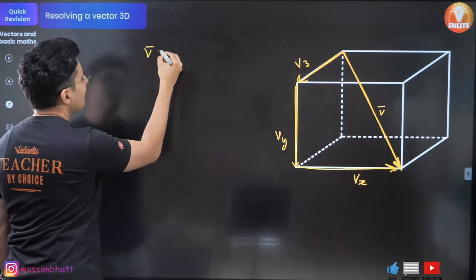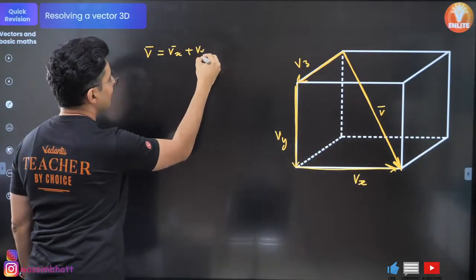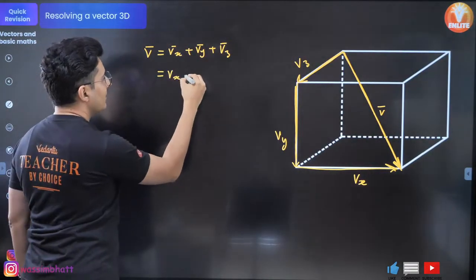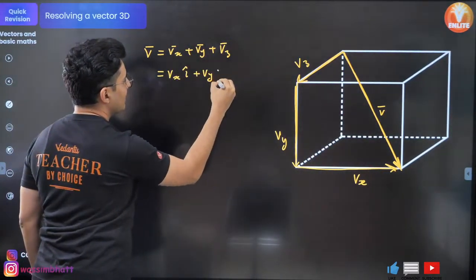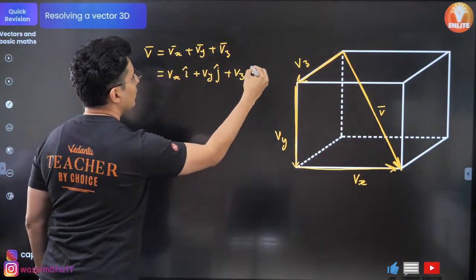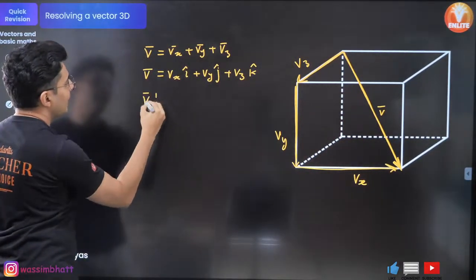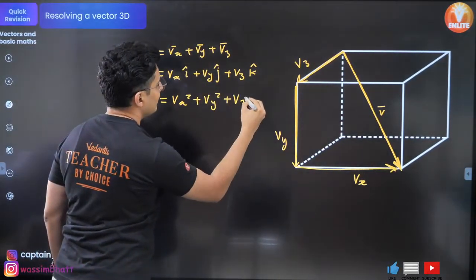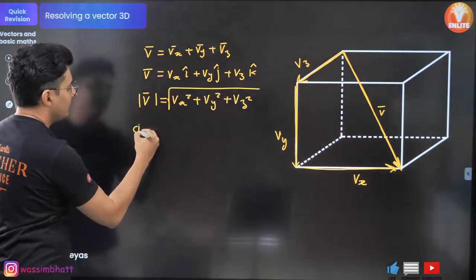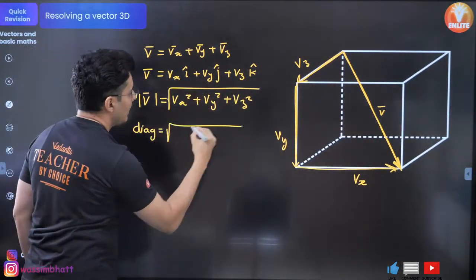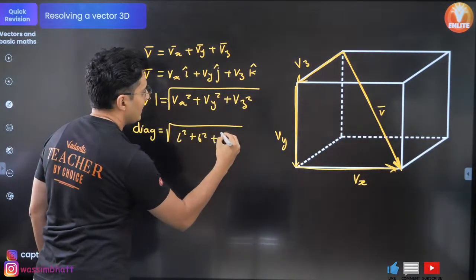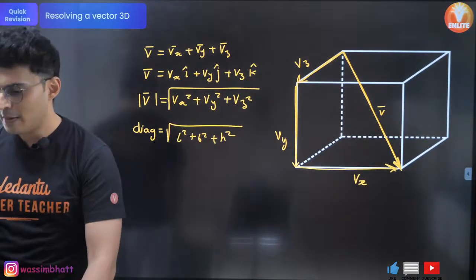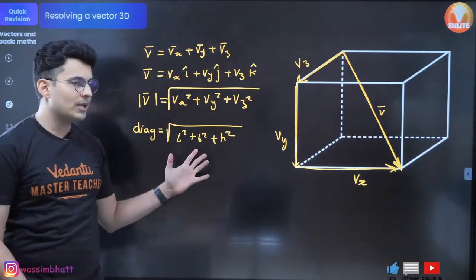If you notice, V vector is Vx vector plus Vy vector plus Vz vector, which is Vx magnitude-wise i cap plus Vy magnitude-wise j cap plus Vz magnitude-wise k cap. So the magnitude of the entire vector is the square root of Vx square plus Vy square plus Vz square, because you know that the diagonal length of a cuboid is the square root of length square plus breadth square plus height square. So that's how you get it. Understood, guys? Perfect, Mohan.